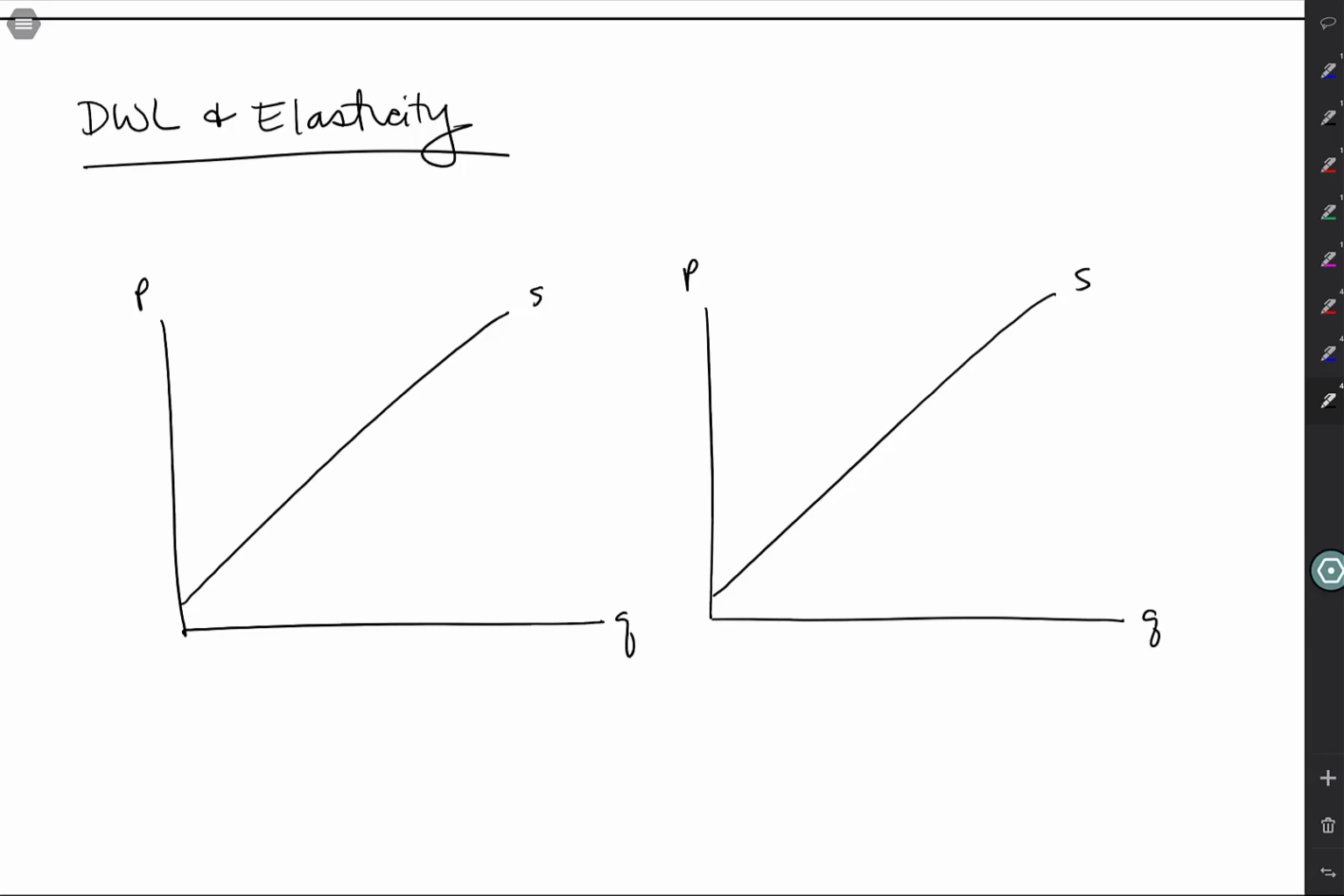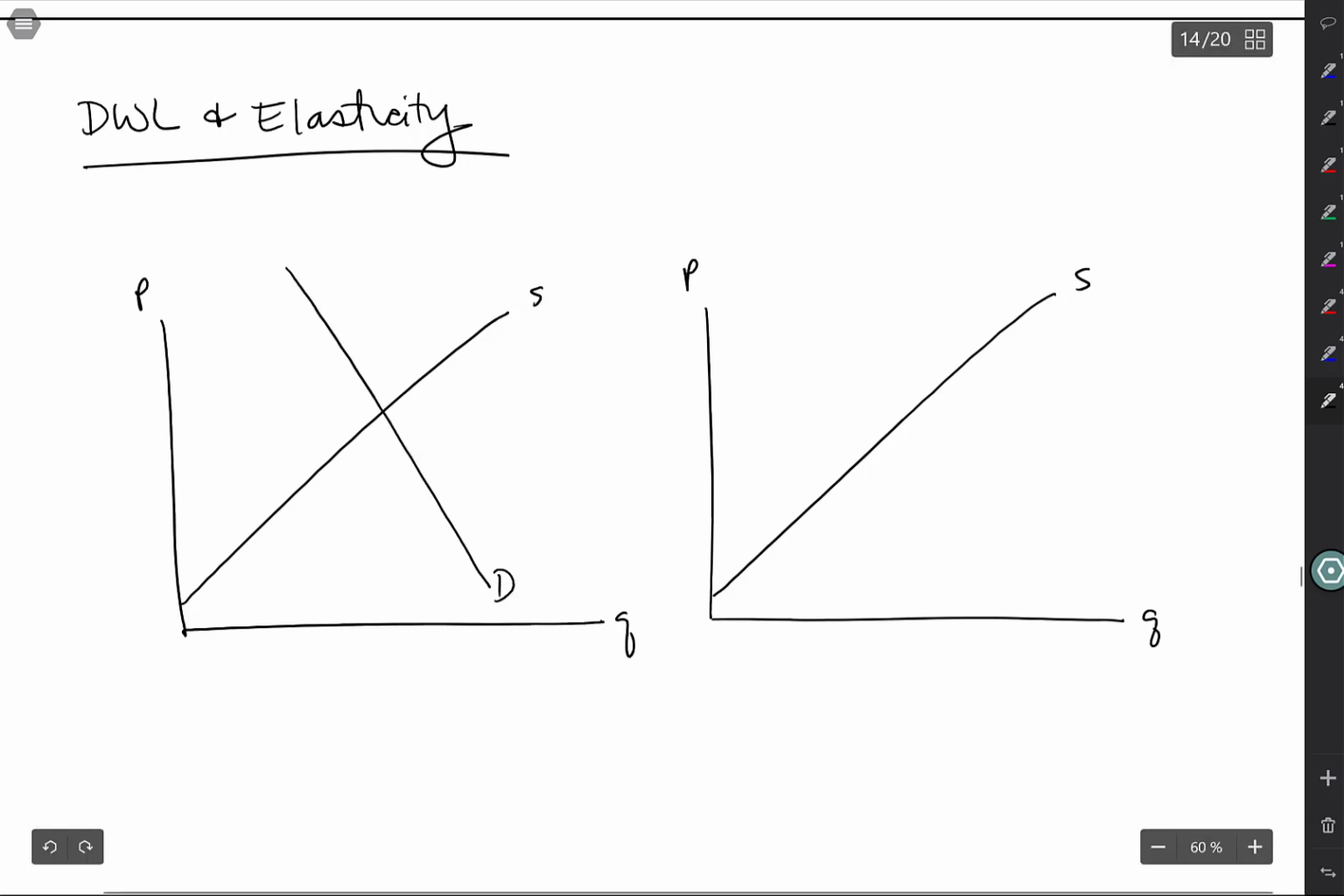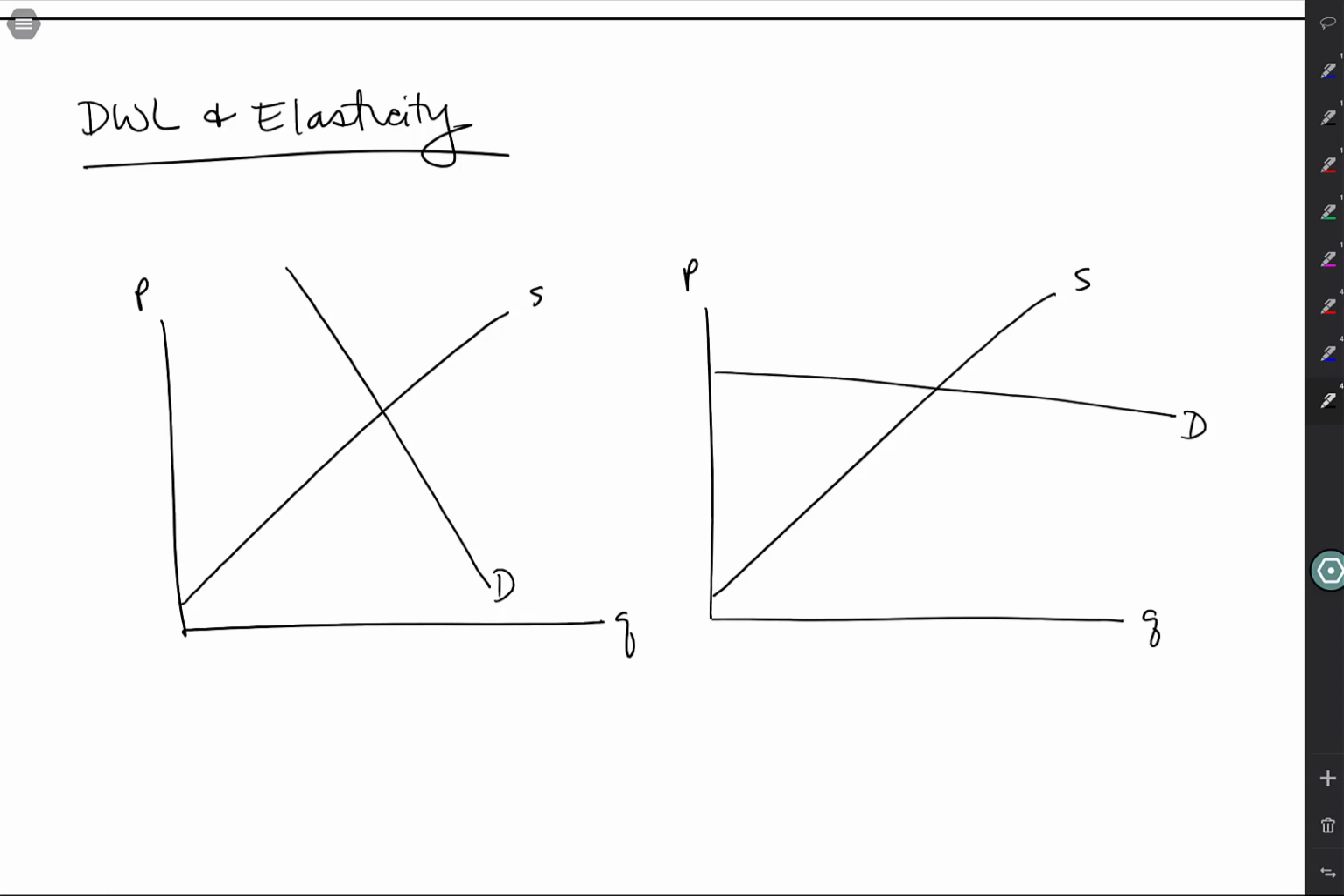So if I draw the demand curve for the one on the left like this, and then for the other one it looks like this, and I ask you which market is more elastic, more sensitive? There's only one difference between them. The supply curves are the same. The difference is the demand curve. You should be able to answer this question right now. Which demand curve is more elastic? Is it the one on the left that's steeper, or the one on the right that's flatter? By now, you should be able to identify that the one on the right is more elastic.